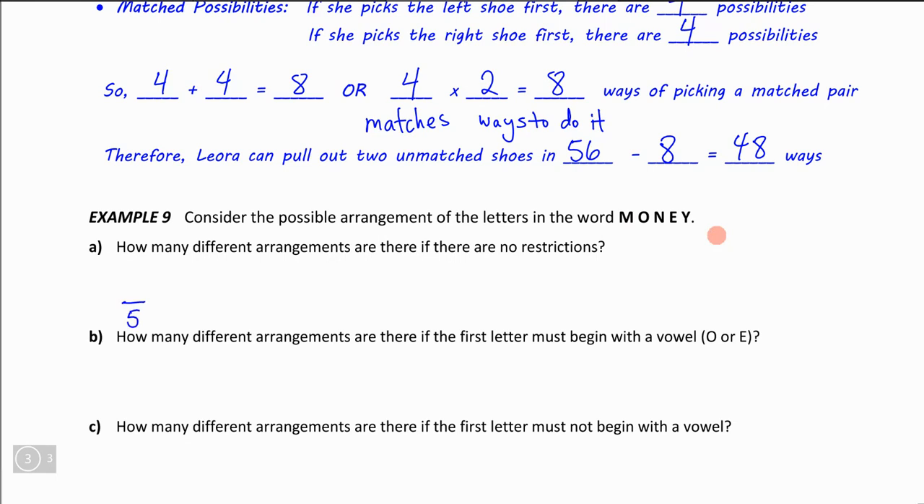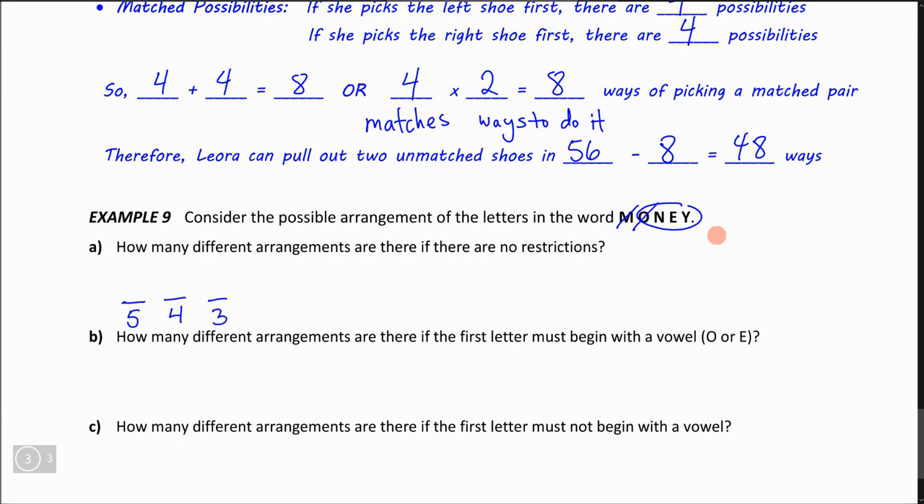Okay, M, O, N, E or Y. After you place that first letter there, in the second letter, you have 4 choices left to choose from. So let's say if you picked an M, you now have 4 left to choose from. Your third letter, let's say you picked an O for that. Now you have 3 choices left to choose from for your third letter. You picked another letter, you have 2 choices left to pick for your fourth letter. So you pick this one, and then you have 1 choice left for the fifth letter.